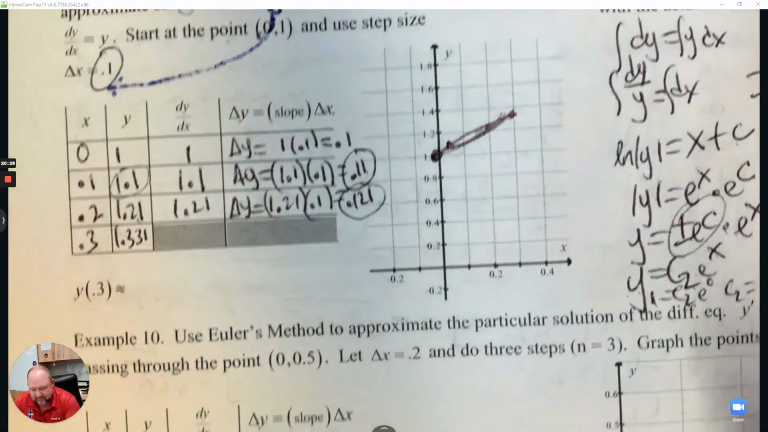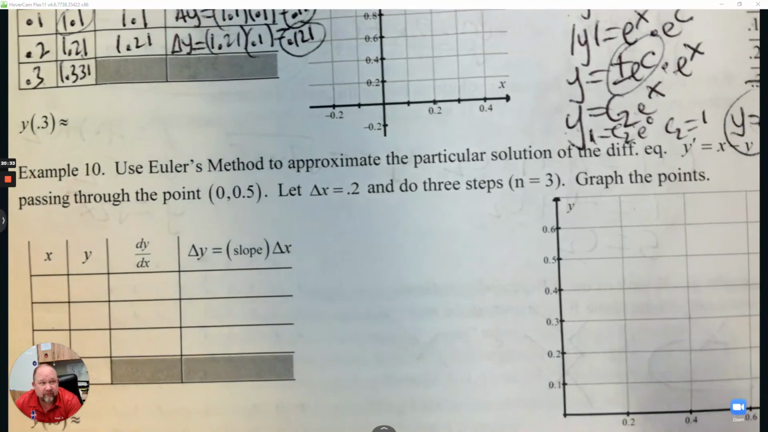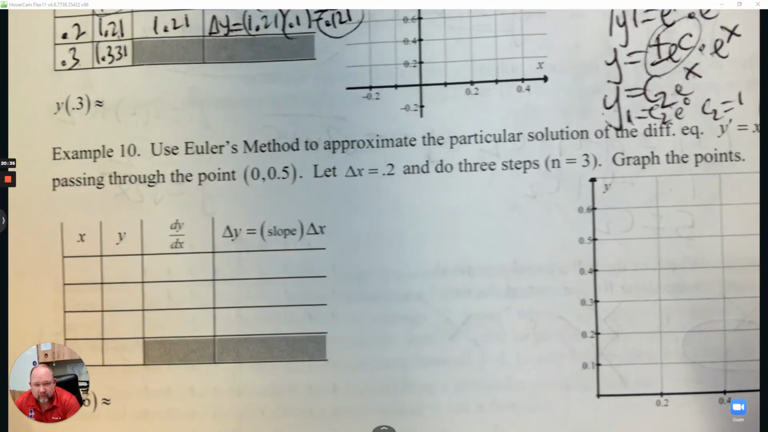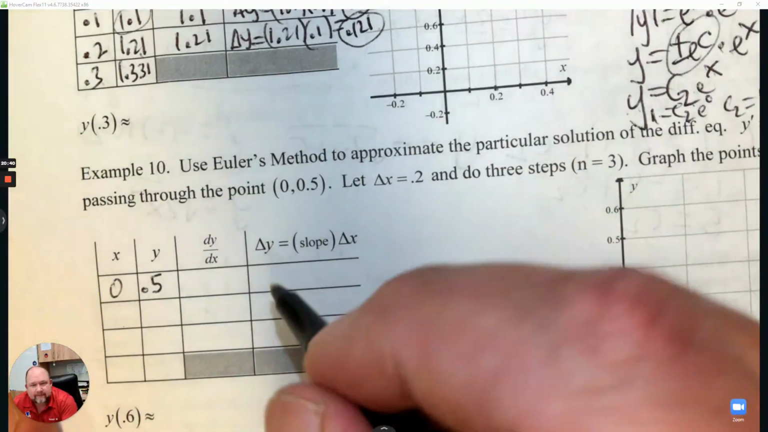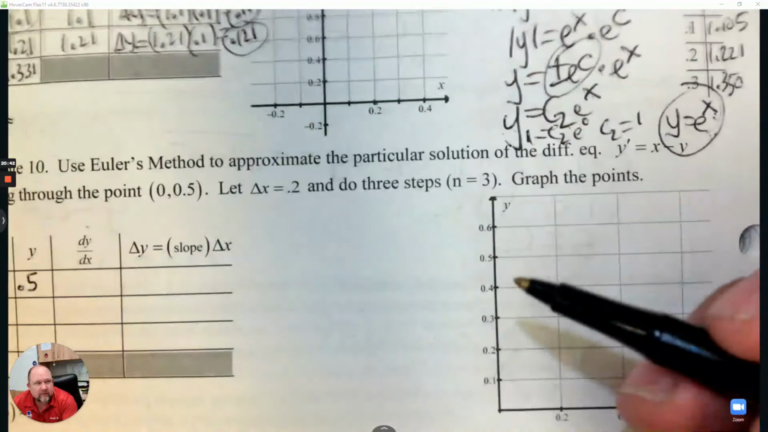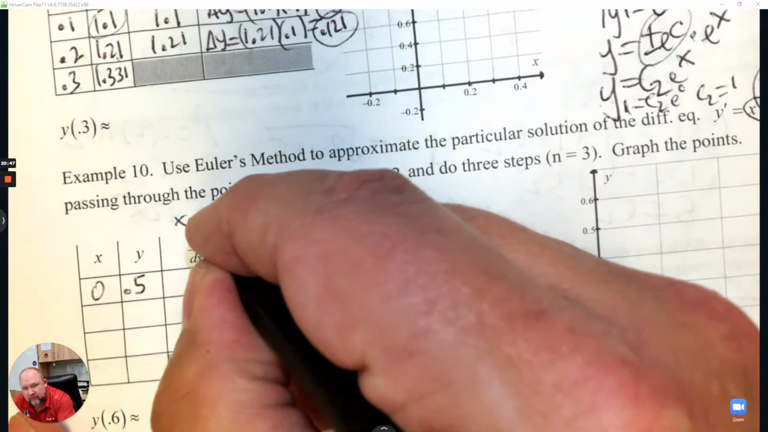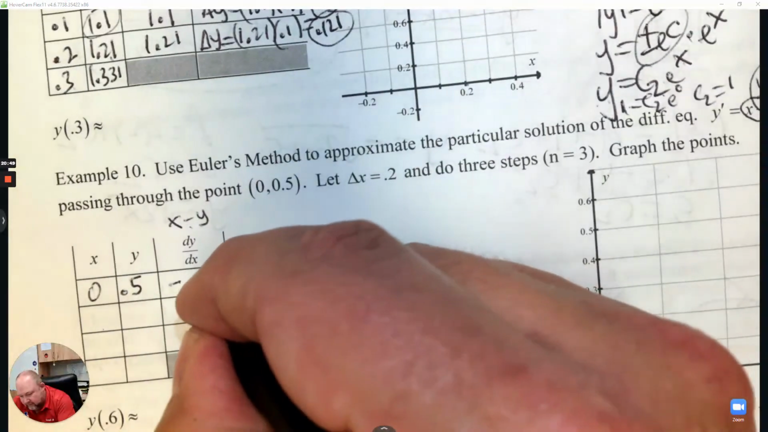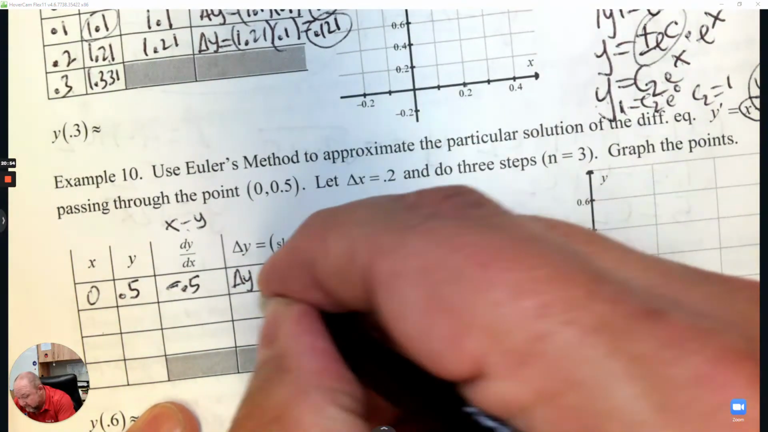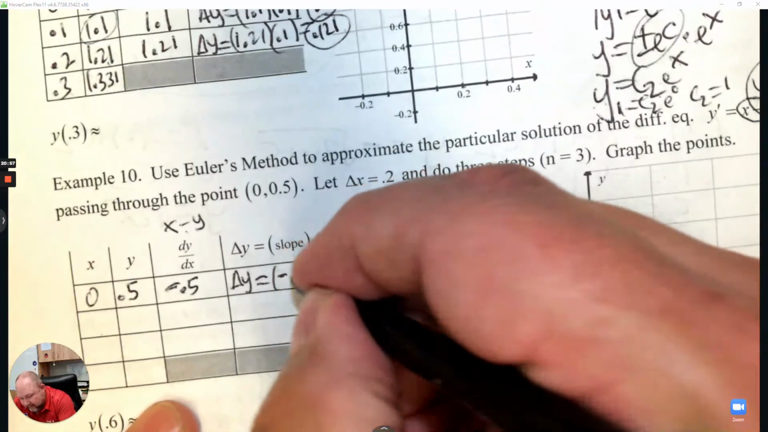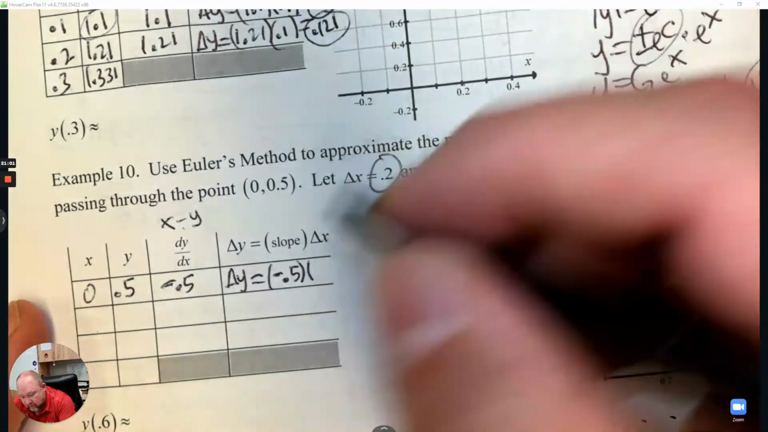All right, let's look at number 10. We're going to use Euler's method again. The particular solution of this DiffEq passing through 0 and 0.5. So 0 and 0.5. The derivative is x subtract y. So whatever the x value is, subtract y. So this is negative 0.5. And then the change in y is the derivative, which is negative 0.5, times the change in x, which is 0.2.